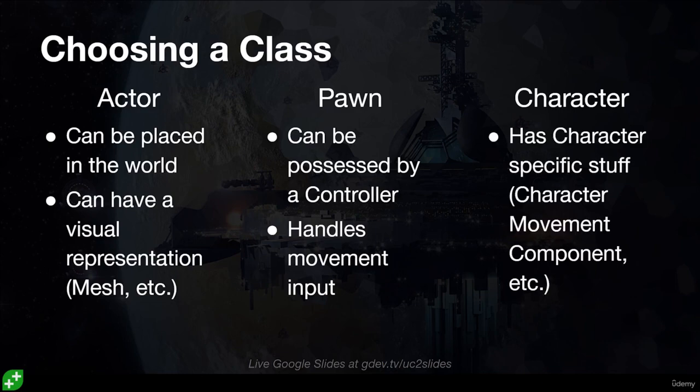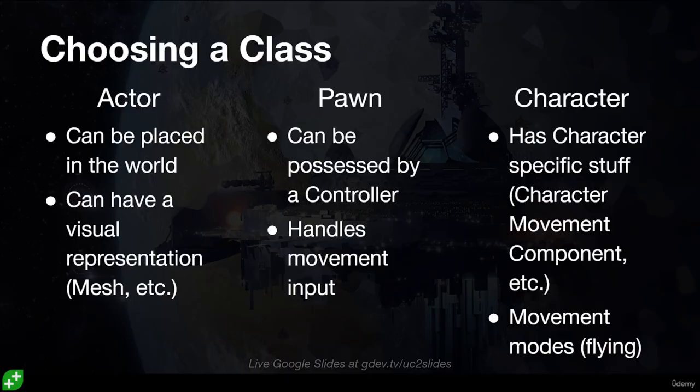For example, it has something called a character movement component. Now, a pawn does not have this. A character movement component gives the character extra abilities, such as different movement modes like flying and swimming and crouching and other stuff specific to characters. The character class is good for bipedal characters, and it's not going to work very well for non-bipedal characters, things that are not creatures with two legs.